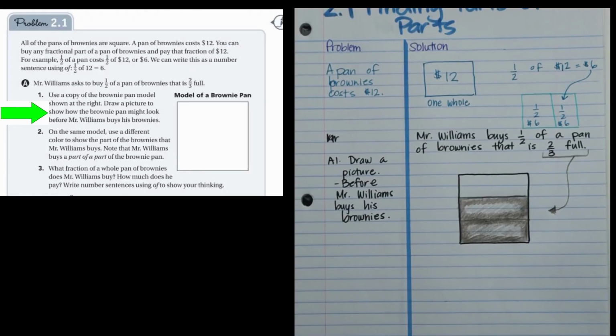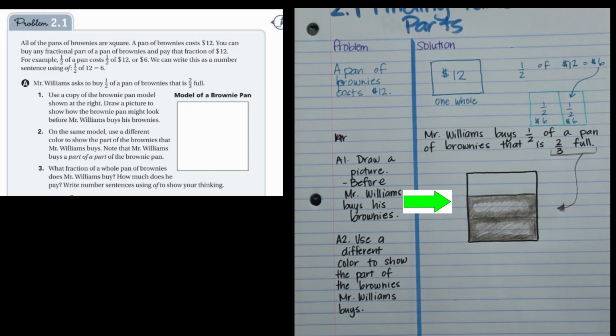Okay, here's A1. A1 says use a copy of the brownie pan model shown at the right. Draw a picture to show how the brownie pan might look before Mr. Williams buys his brownies. And the problem for 1, 2, and 3 is here. A. Mr. Williams asked to buy half of a pan of brownies that's 2/3 full. For the first part, we need to address what he starts off with. He's looking at 2/3 of a brownie pan, and he wants to buy half of that. All right, draw your model.